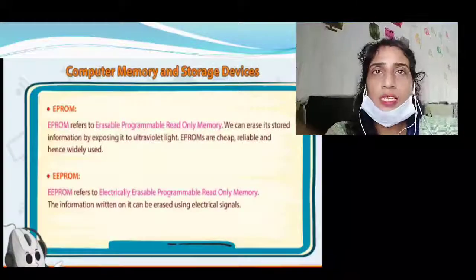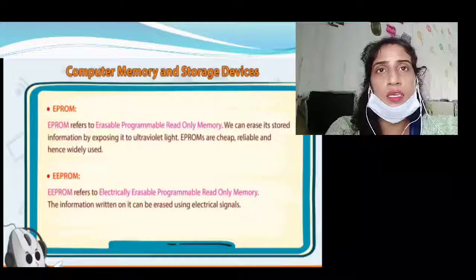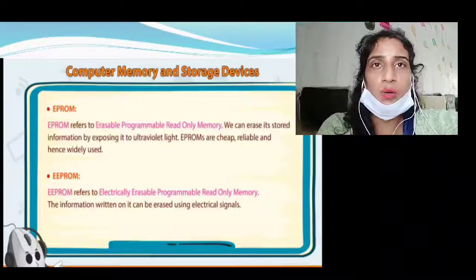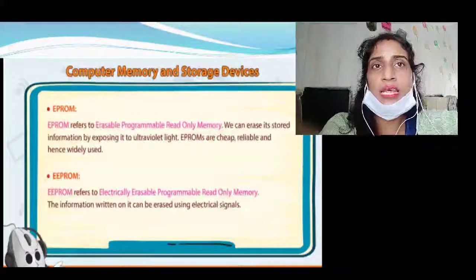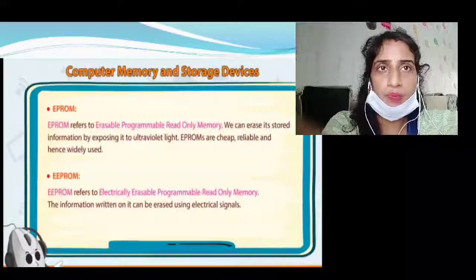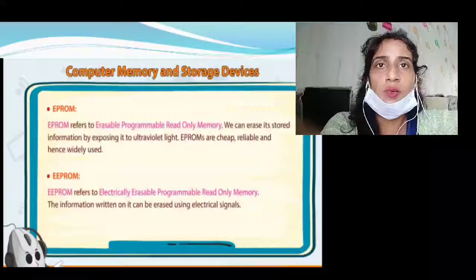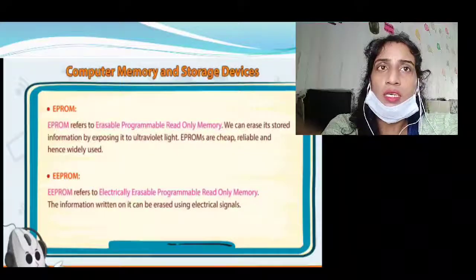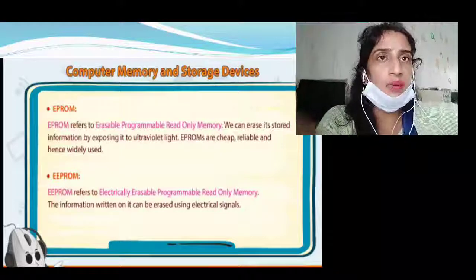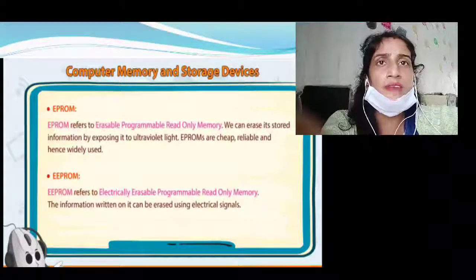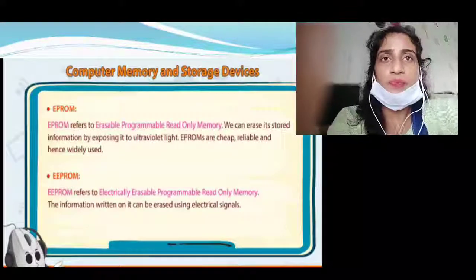In this slide we discuss the next ROM type, that is the EPROM. The full form of EPROM is erasable programmable read-only memory. We can erase its stored information by exposing it to ultraviolet light. EPROMs are cheap and reliable, and hence widely used. Next is EEPROM.